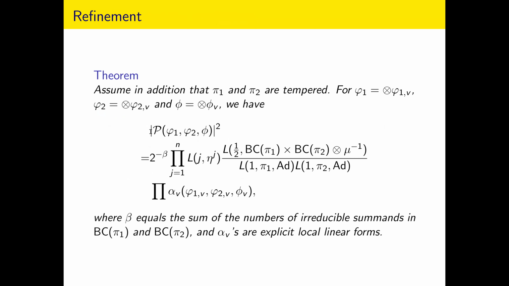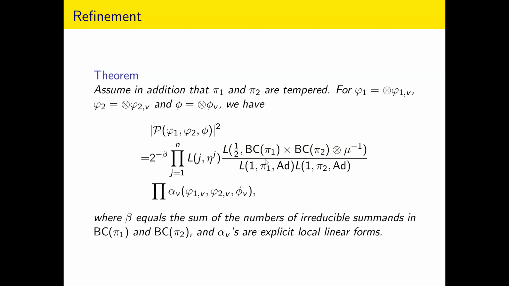Now, the statement is that the square of the period equals a product of a bunch of things. Here it's a power of 2, that's 1. And here it's a product of abelian L functions. This essentially comes from some volume terms.